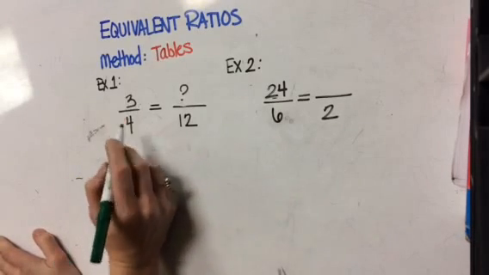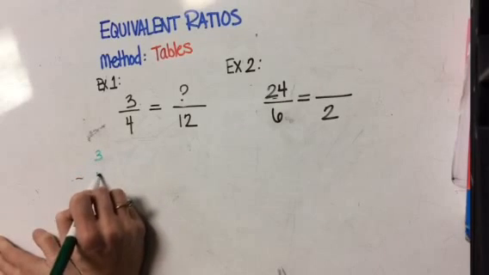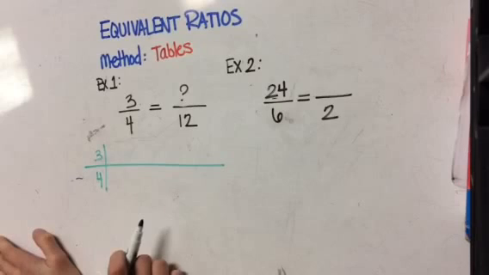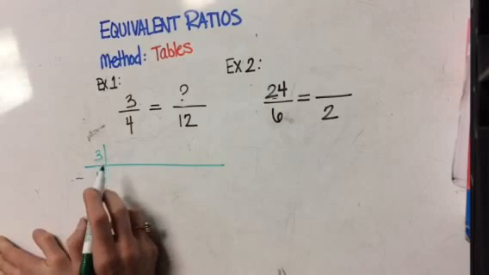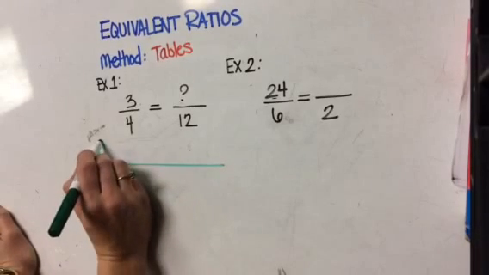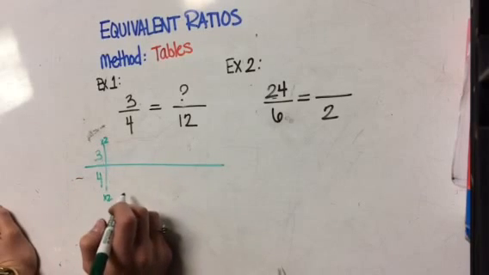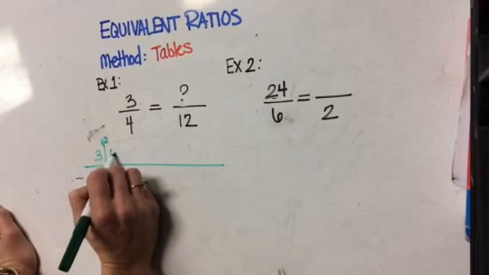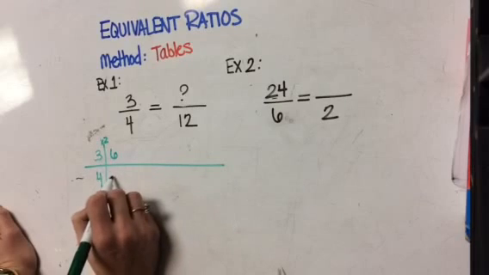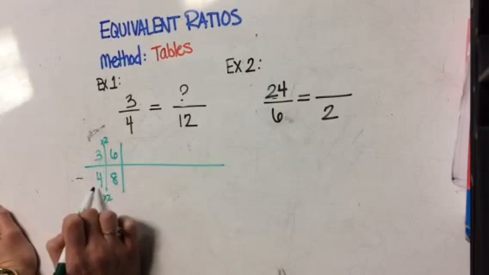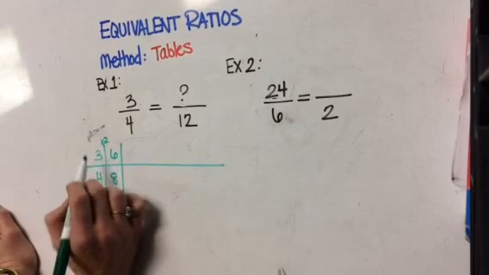If I have 3 to 4, I could write that as 3 to 4. But then I can go ahead and expand that out. I can multiply that by 2, both the numerator and denominator. 3 times 2 would be 6. 4 times 2 would be 8. So I know that an equivalent ratio to 3 to 4 is 6 to 8.